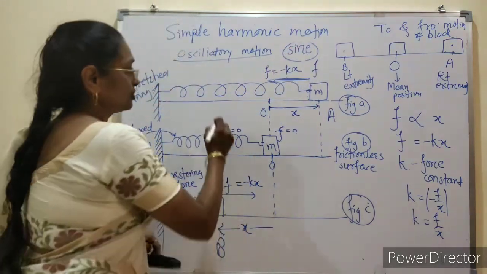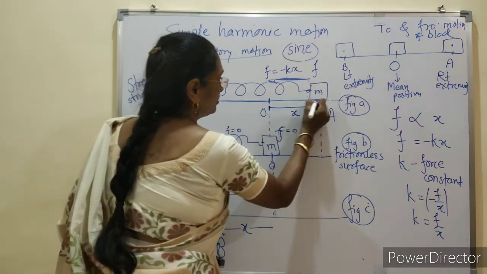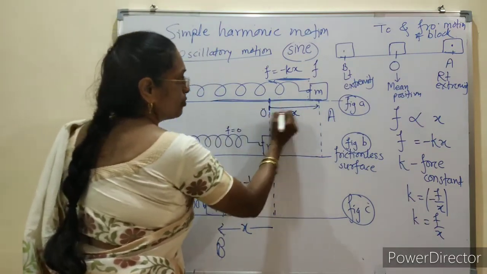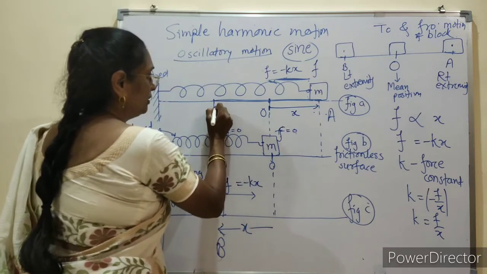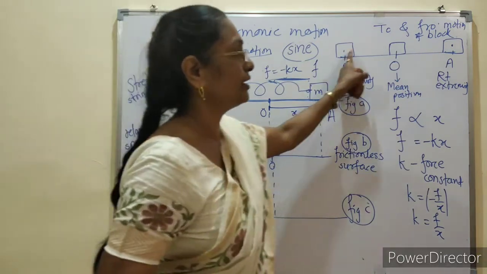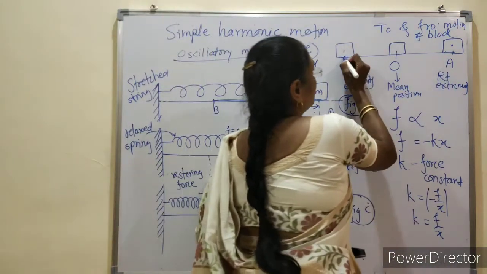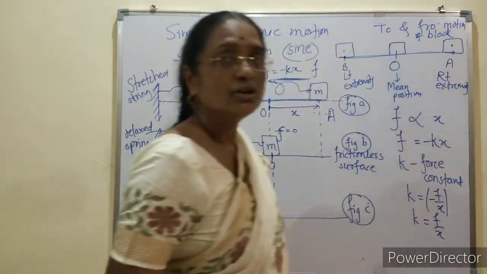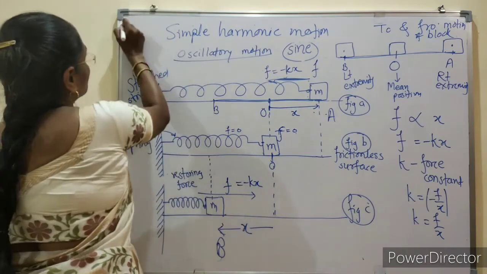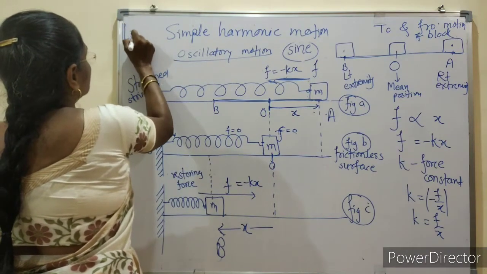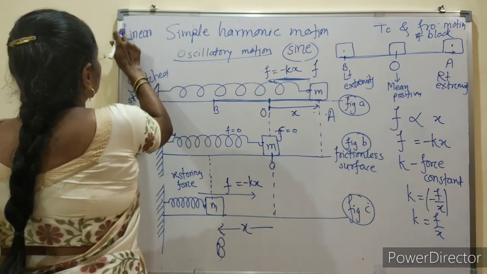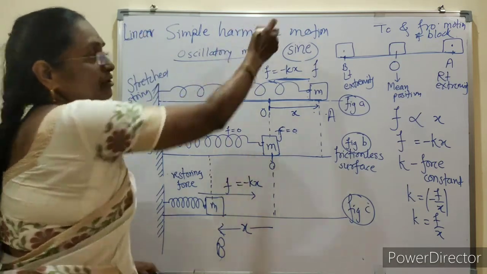As it occurs along a straight line path like this from O to A, O to B, such a path we have shown in another diagram like this. The path of motion is a straight path. This motion can be called linear simple harmonic motion.